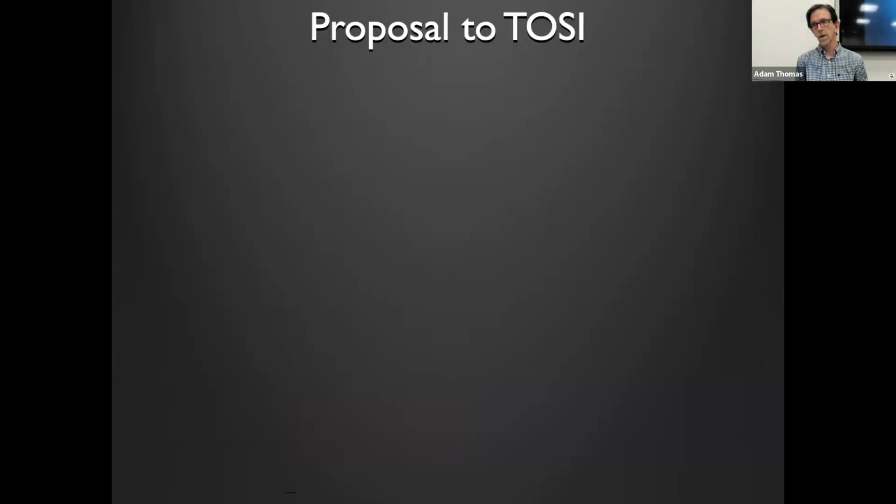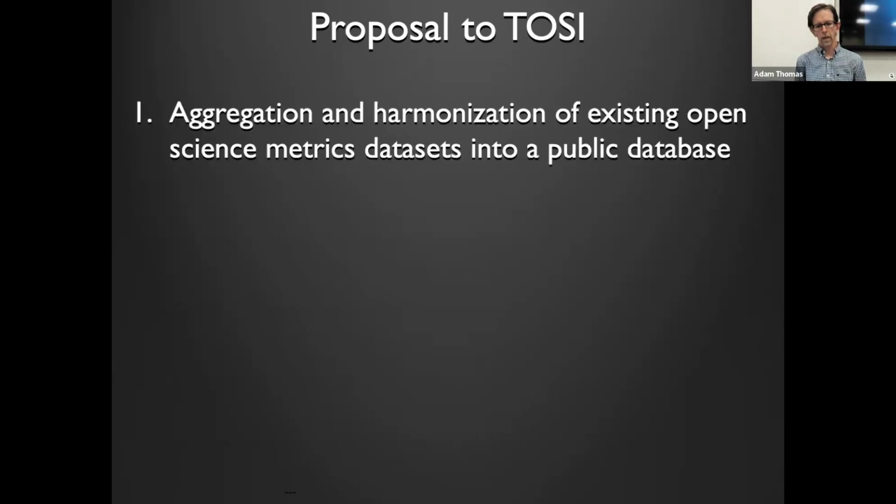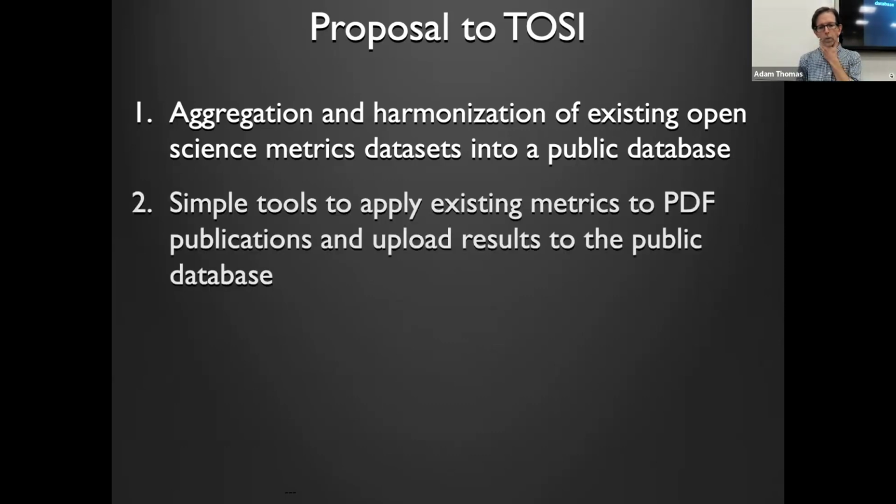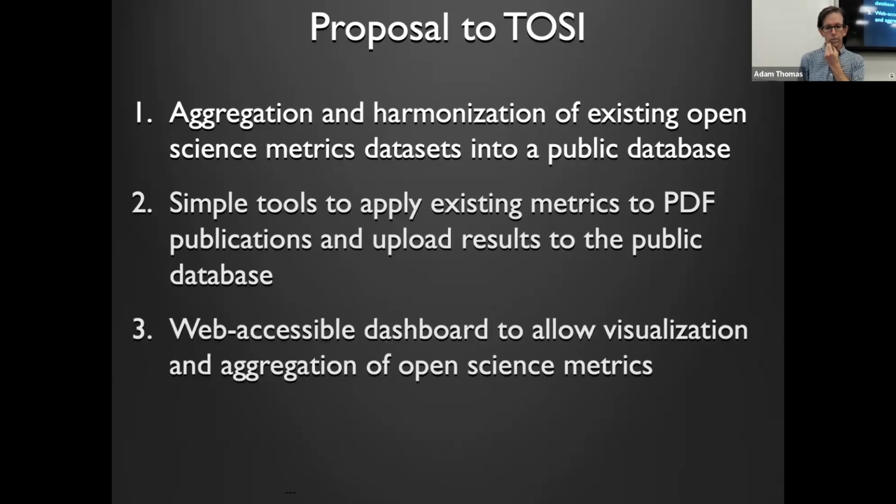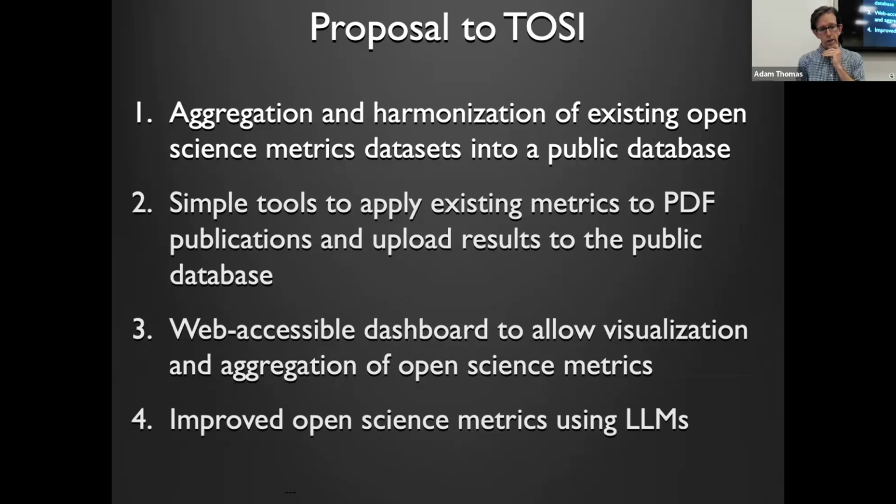And what we proposed to the Tenenbaum Open Science Institute, or CHOICE, for the Open Science Metrics project, was basically a set of 4 deliverables. One, that we would aggregate and harmonize the existing Open Science Metrics data sets into a single public database where people could access it and do metrics on it. We were going to create some simple tools to apply existing metrics to PDF publications and upload the results to the public database, as well as create a web accessible dashboard to allow visualization and to improve Open Science Metrics using LLMs. There's a bit of a piece that is missing from the intro.